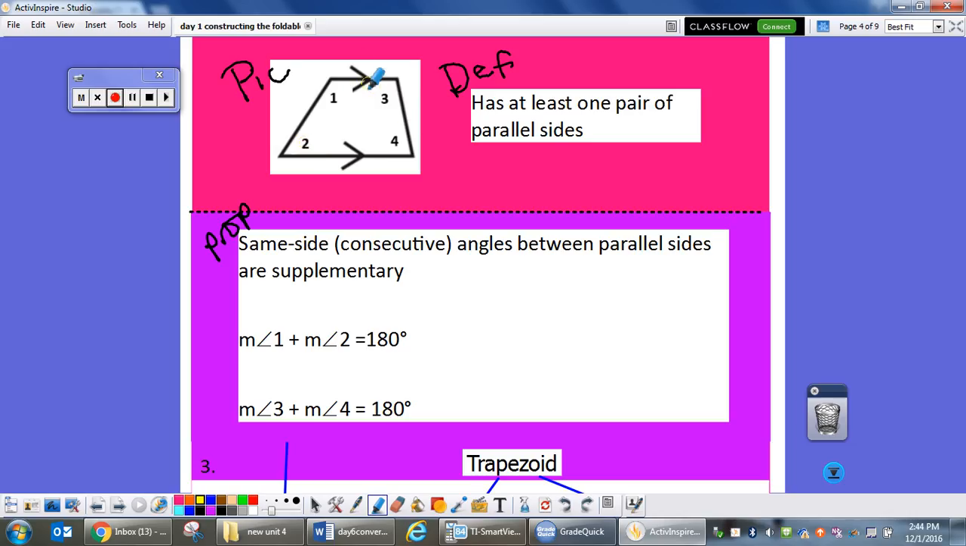The biggest property you guys need to know about these is we have the parallel sides, so the little triangle there indicates parallel sides, but our same side angles are supplementary. Just like before, same side interior, supplementary, same side interior, supplementary. So they add up to 180. So if you need to pause the video to give yourself time to do the trapezoid, do so.